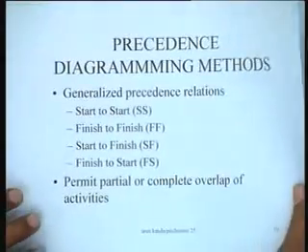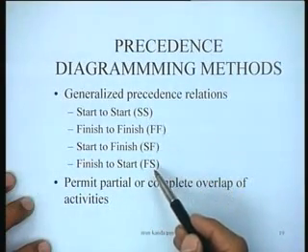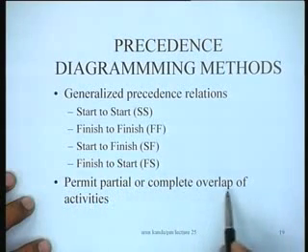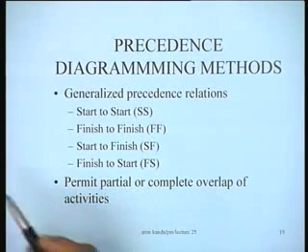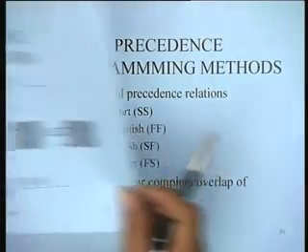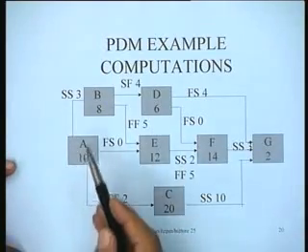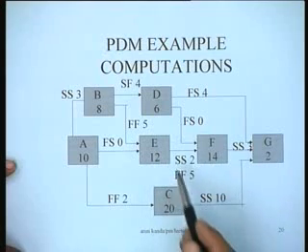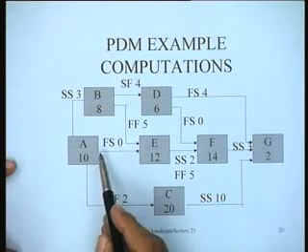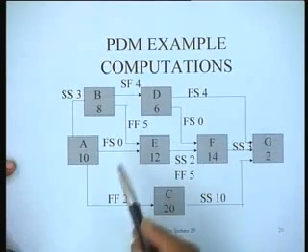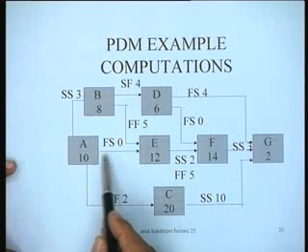So looking at precedence diagramming methods, here we have these 4 types of lags, which we are already familiar with, and this permits partial or complete overlap of the activities in the project. How this is done would be very clear to you if we look at a small example. We see that these are the activities A, B, C, D, E, F, G. We are now representing the relationships between the various activities in terms of these 4 types of lags. FS is equal to 0 between A and E.